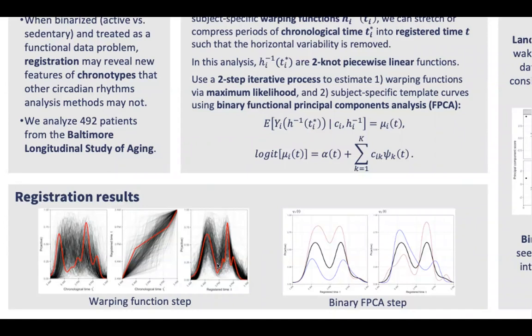So here the horizontal variability is removed and all that's left is the vertical variability, which is described in the FPCA results on the right here. Here we have two principal components, one describing overall probability activity and one describing whether the morning peak or the afternoon peak is the more dominant one.